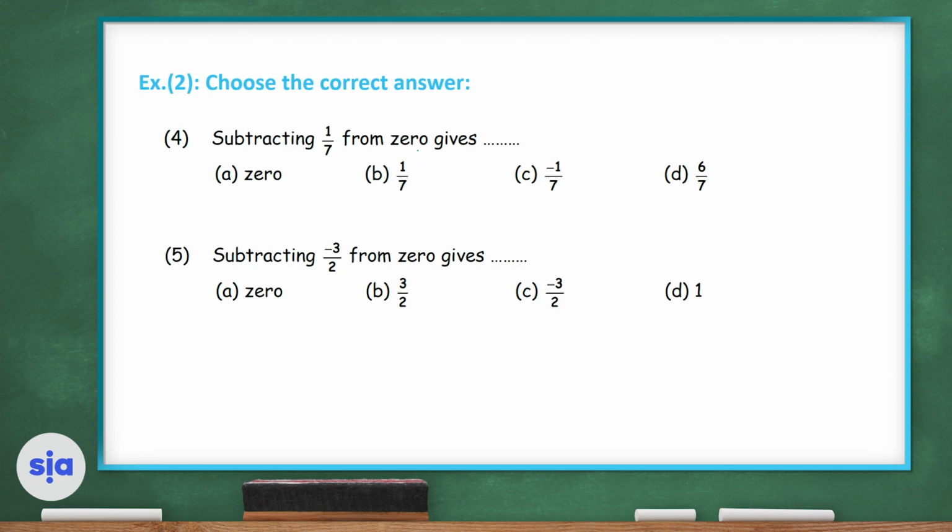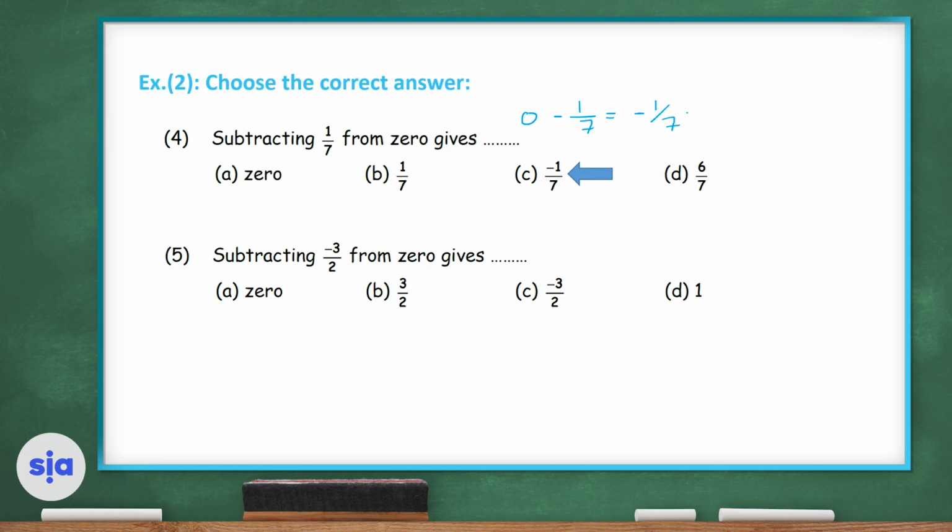Question 4, subtracting 1 over 7 from 0. So it's 0 minus 1 over 7. Obviously, it's negative 1 over 7. You guys are excellent. So the right answer is C.